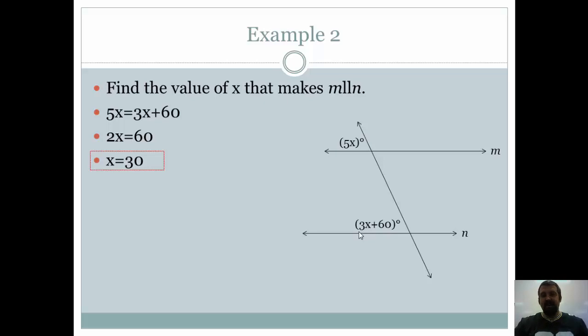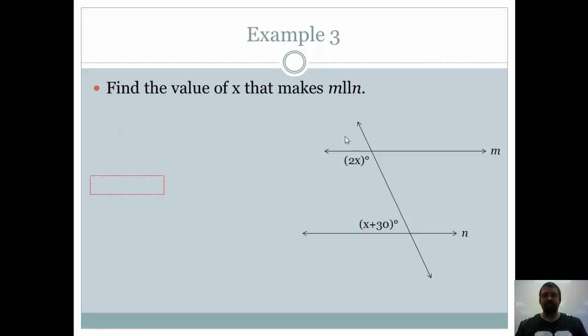It is going to be a huge angle. I realize that if you plug 30 back in, both of those are 150 degrees, and it's drawn as an acute angle. Not to scale. By the way, not to scale means not to the same size, or not drawn to the size it actually is.